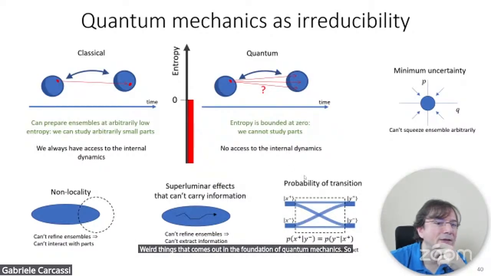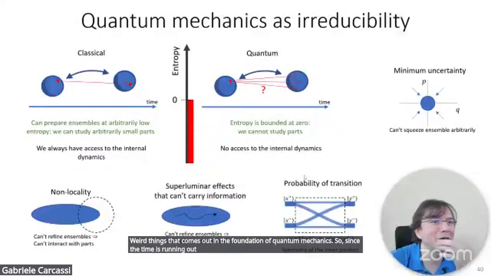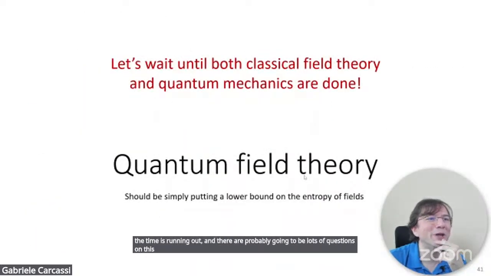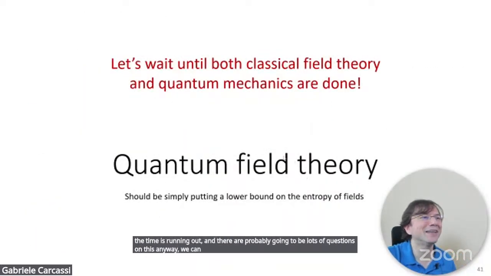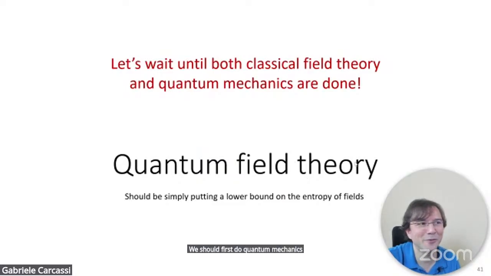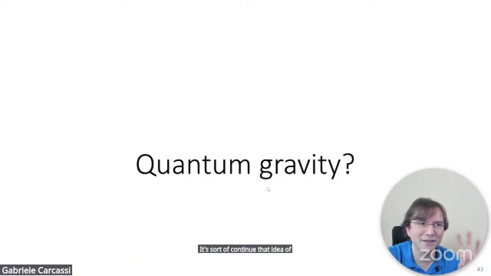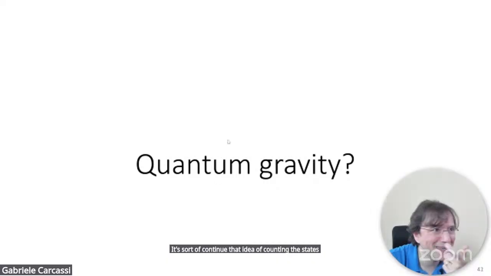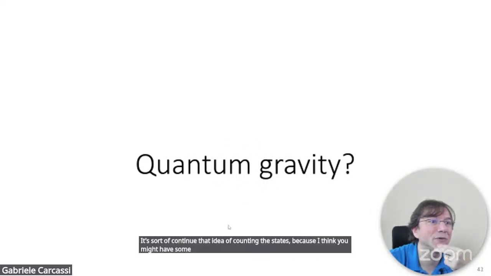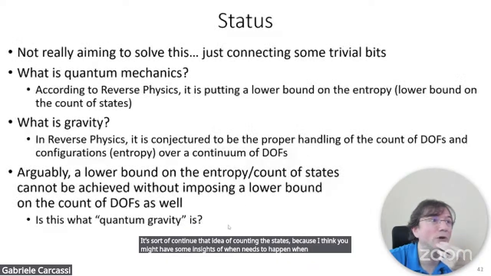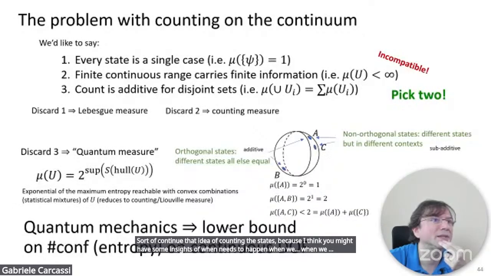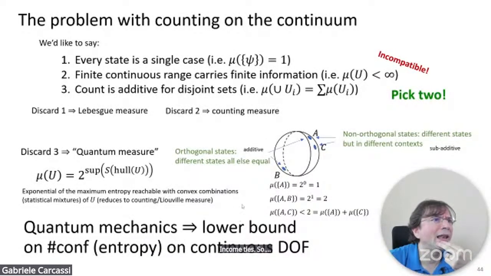So since the time is running out, and there are probably going to be lots of questions on this anyway, we can go to the last few things. So for quantum field theory, as I said, we should first do quantum mechanics and classical field theory before talking about this. But I did want to continue that idea of counting the states, because I think you might have some insights into what needs to happen when we quantize.